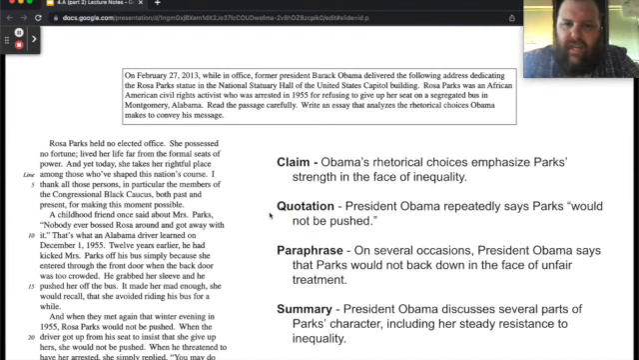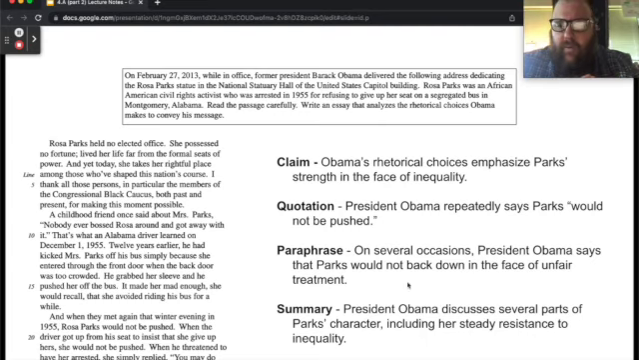Okay, sorry again for not giving you the claim, but here's the idea. If we were writing this essay, our claim is that President Obama's rhetorical choices emphasize Parks' strength in the face of inequality. Okay, pretty standard claim, nothing too crazy there.